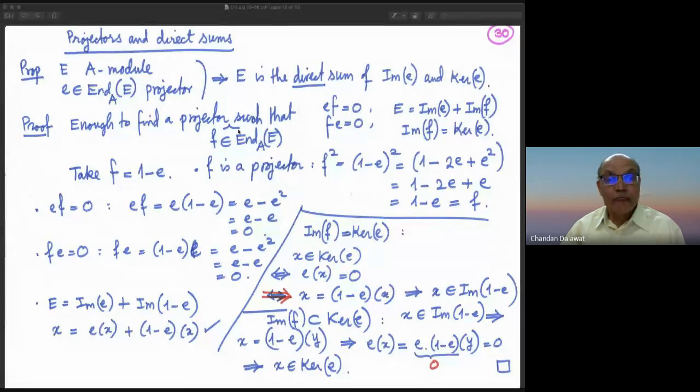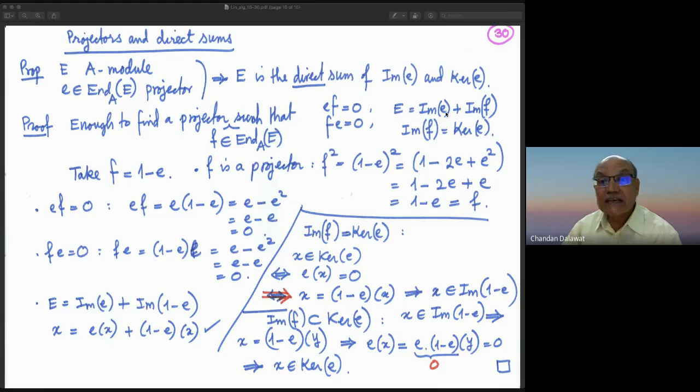So, but how do we do that? Another way of doing it is to find a projector F which is orthogonal to E. So that's what it means: EF is 0 and FE is equal to 0. That's what it means for F to be orthogonal to E.